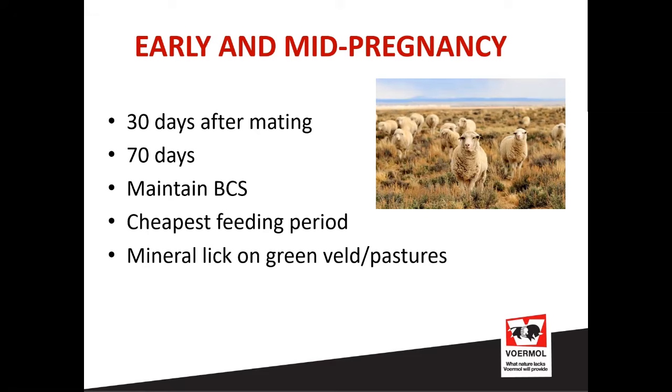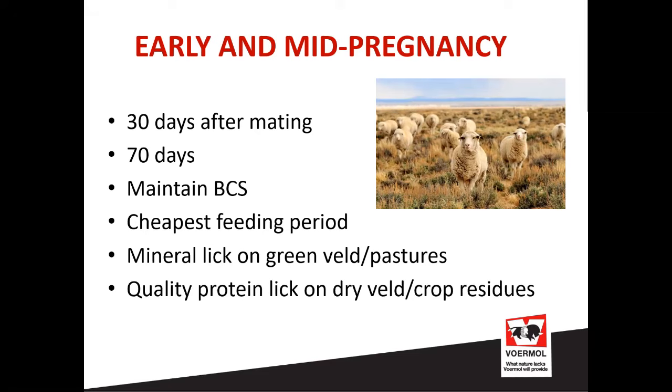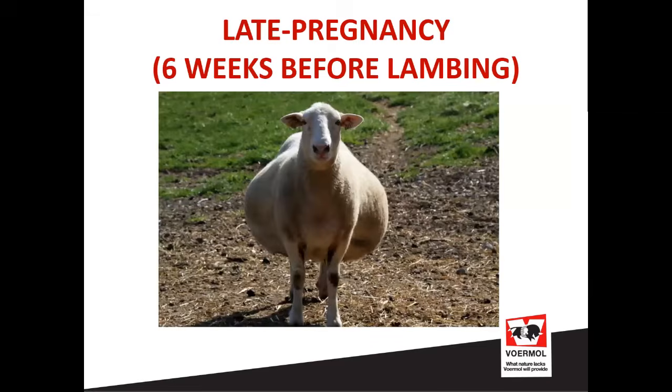It's as easy as just feeding a mineral lick on green veld or green pastures. And usually the intakes are very low, in the area of about 100 grams per ewe per day. Or you can look at something like a quality protein lick when you've got dry veld or crop residues or stuff like that. Then your intake would be a little bit higher, at about 200 grams per ewe per day.